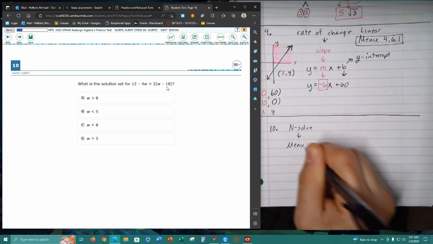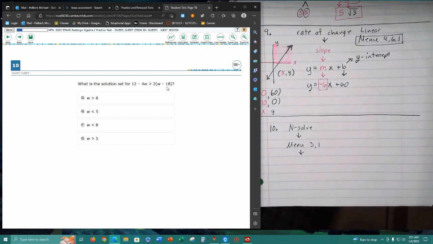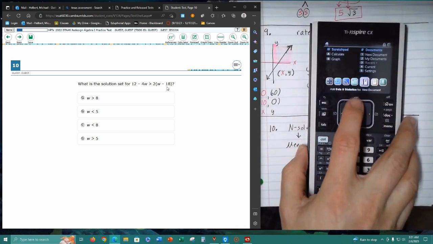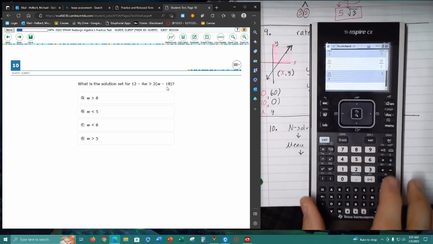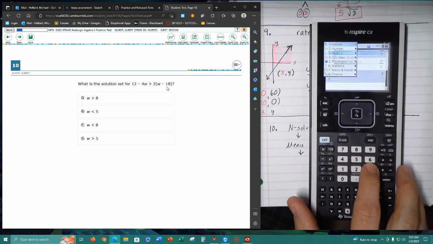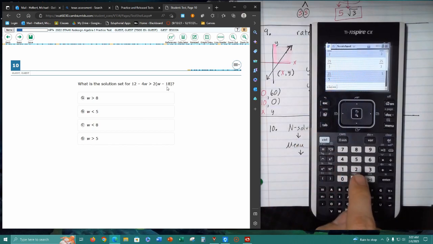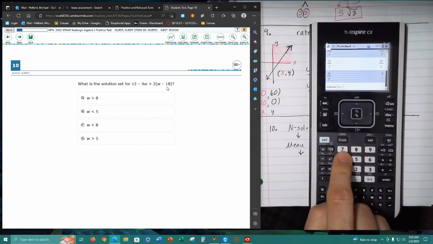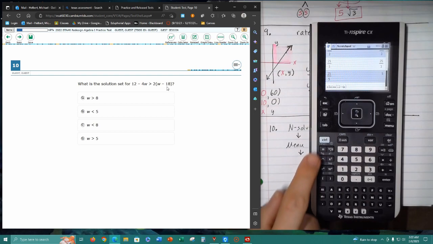So for nSolve, we're going to use menu 3, 1. And I'm going to write my answer when I get it. So let me get my calculator real quick. Alright, so I'm going to go to calculate, and I'm going to do menu 3 and then 1. I got nSolve here, and I'm going to type this in. Now I'm going to put an x instead of a w. You could put a w, but I just like putting an x for my variable. So I'm going to do 12 minus 4x instead of 4w. And then I'm going to set it equal to.